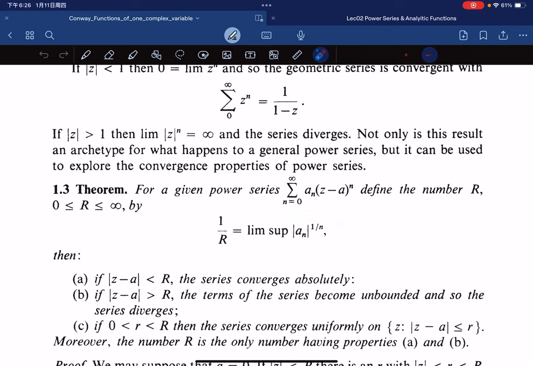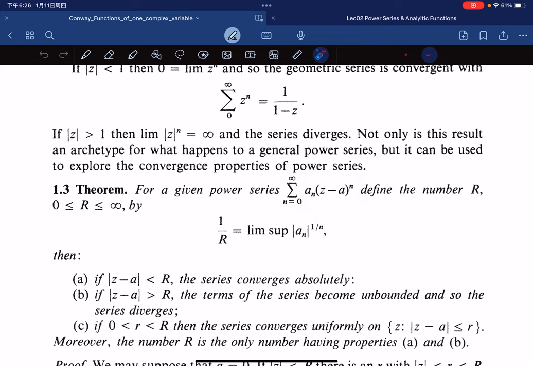It's the upper limit of this sequence. Each a_n is a coefficient. So for each a_n, we take the absolute value and take its nth root, corresponding with its index. We have this sequence and we take its upper limit to be defined as 1 over R. Now, if the distance between z and a is less than this R, then the series converges absolutely, which means that this series converges.